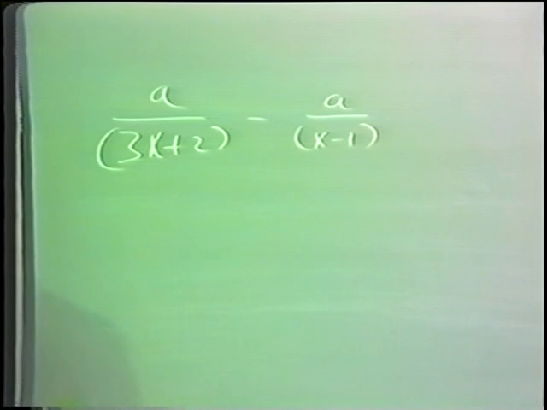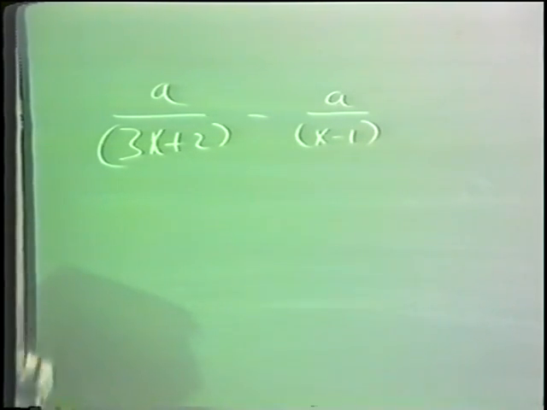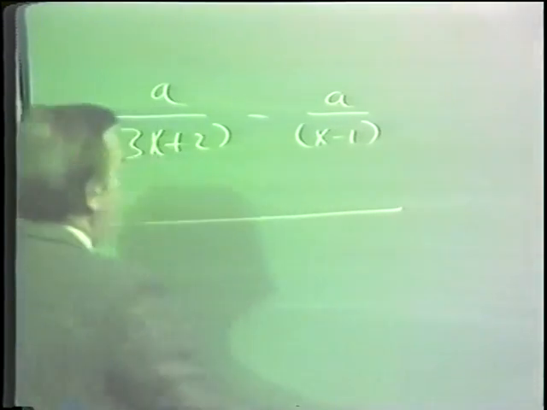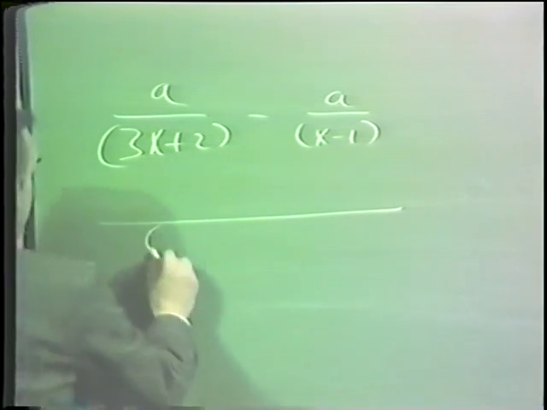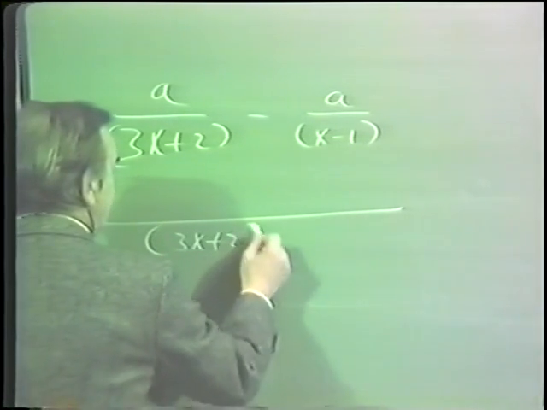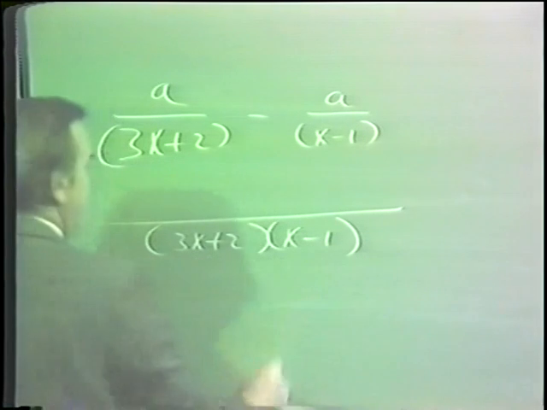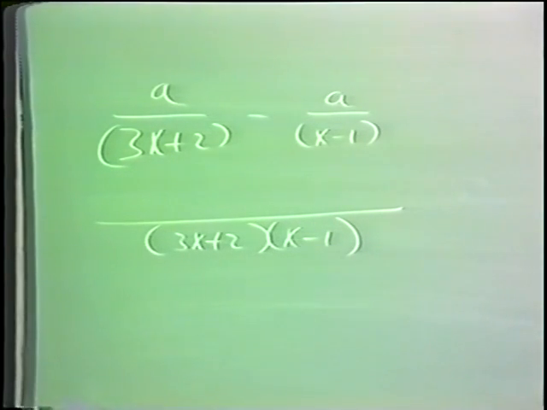We want to add these two fractions. They have unlike denominators, so we have to find the LCD. The first thing we have to make sure of is that each one of our denominators is in prime factors. They are both prime, so we're ready to find the LCD. What would the LCD be, Jim? 3x plus 2, quantity 3x plus 2 times quantity x minus 1. Very good. That is the LCD.